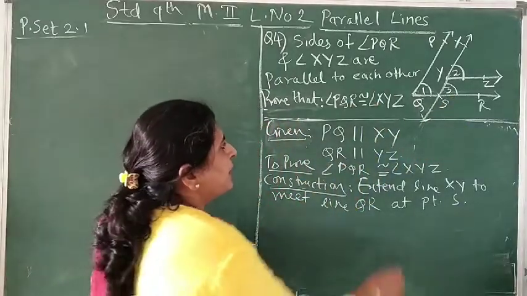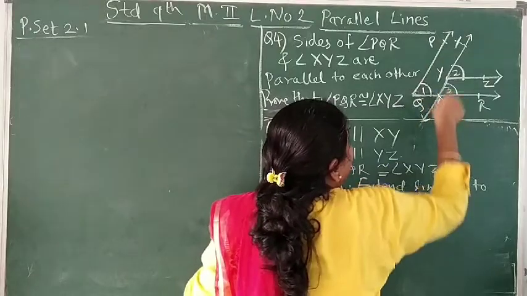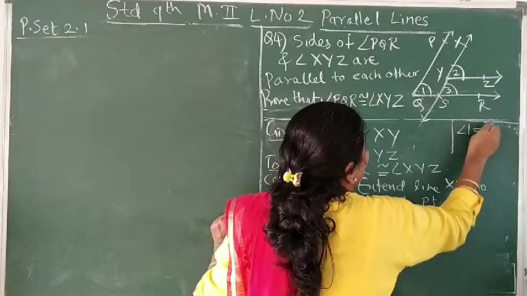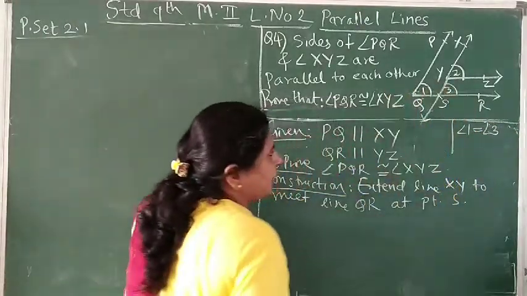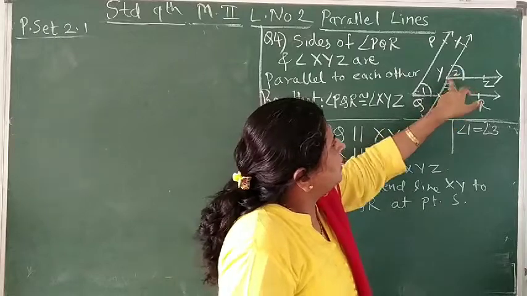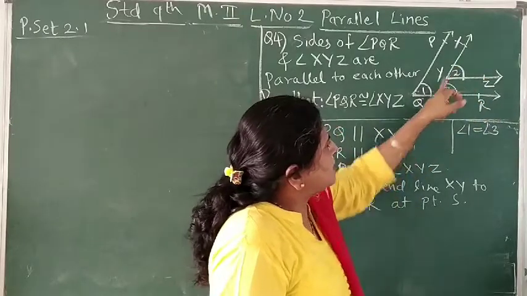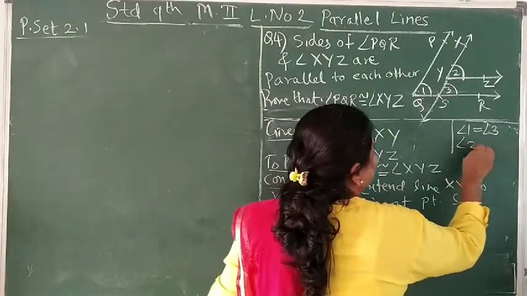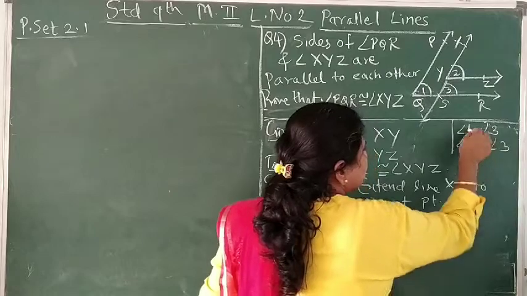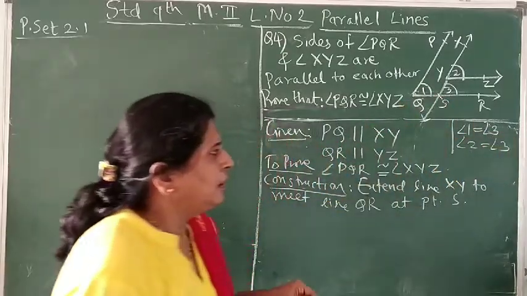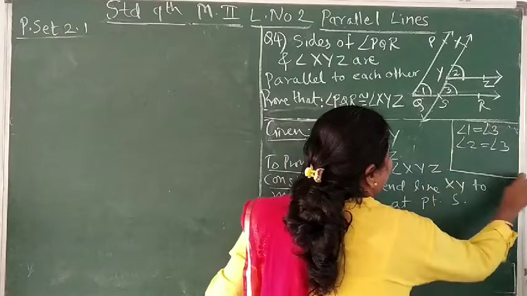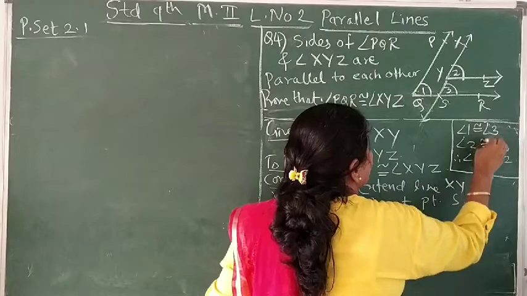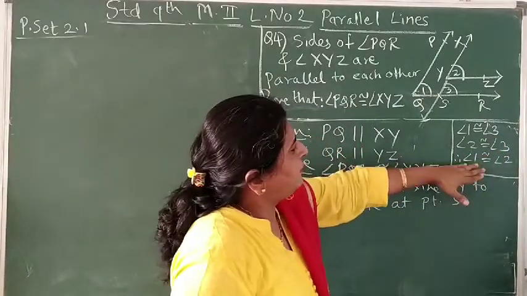What can we do? As these two lines are parallel and taking this as a transversal, we can prove that angle 1 is equal to angle 3 because they are corresponding. And taking these two parallel lines and this line XS as transversal, we can prove that angle 2 is equal to angle 3. Now both angles are congruent with the third angle. Therefore we can say angle 1 is equal to angle 2, or congruent. In this way we have to solve this.